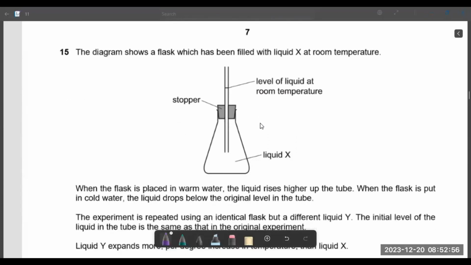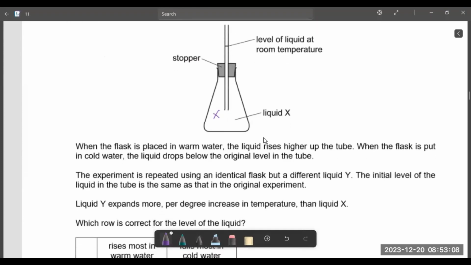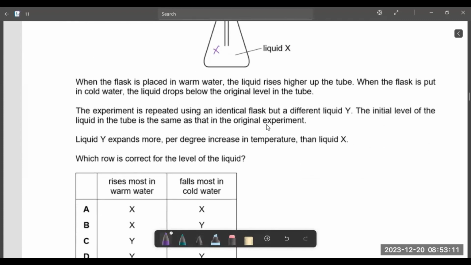Next, the diagram shows a flask which has been filled with liquid X at room temperature. So liquid X is there at room temperature. When the flask is placed in warm water, the liquid rises up the tube. When the flask is put in cold water, the liquid drops below the original level in the tube.